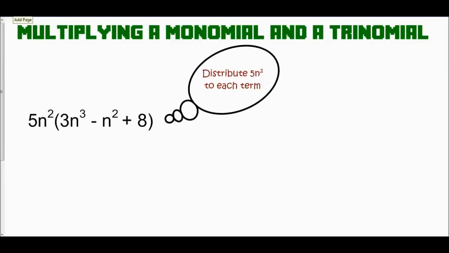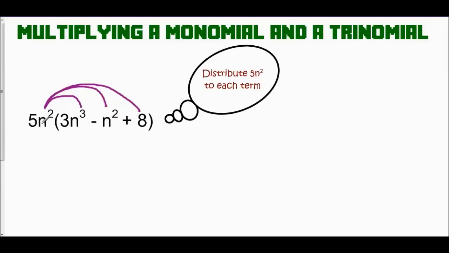So first let's start by multiplying a monomial and a trinomial. If you see something outside the parentheses and you see things being added or subtracted inside the parentheses, your brain should think distributive property, which is accurately what should be happening. So I'm going to multiply 5n squared by each term on the inside. So by 3n to the third, by negative n squared, and by positive 8.